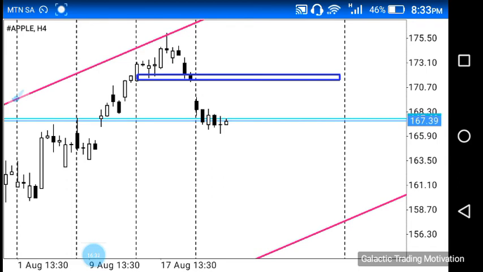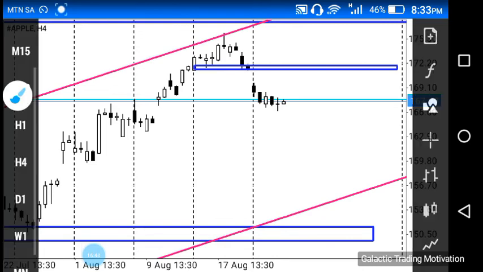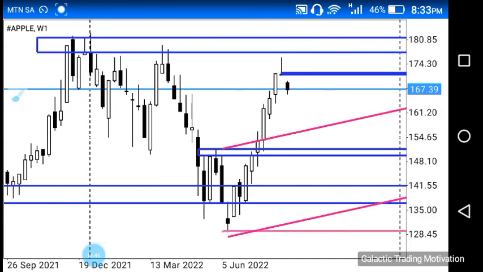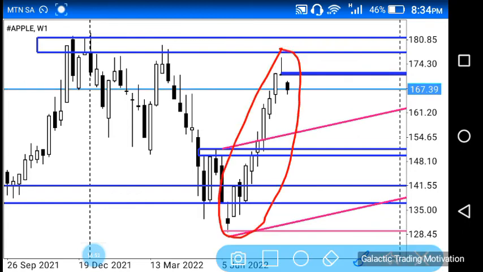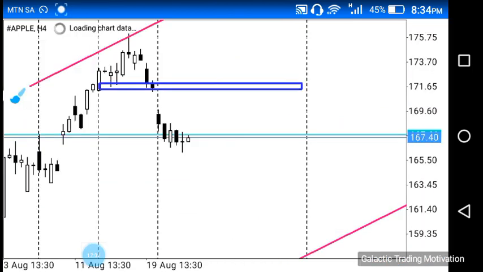However, I would wait for price to reach this level over here, and I would potentially look for selling opportunities at that point. But also bear in mind that on the bigger time frames, such as the weekly chart, price is in a very strong bullish trend, and we might see the market push even further up to this level over here, right? So that is it in as far as my analysis goes of Apple.